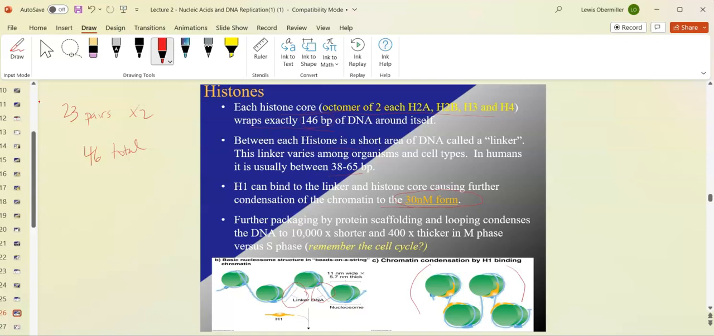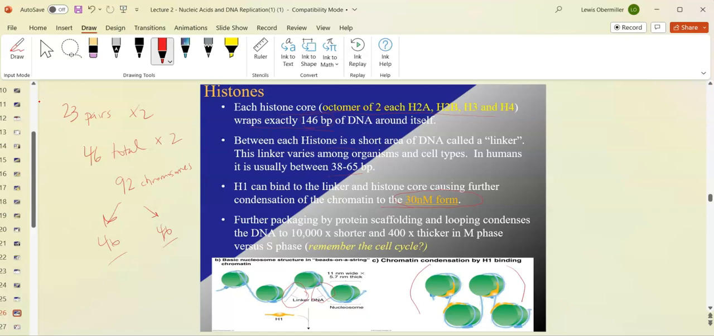So the cell is going to have to separate out not just 46 chromosomes, but during mitosis, that's going to double. So it's going to have 92 chromosomes, and it's going to have to send 46 into one cell and 46 in the other. Otherwise, it'll cause a mutation. So during meiosis and mitosis, the chromosomes are condensed about 10,000 times. So they're about 10,000 times shorter, about 400 times thicker.